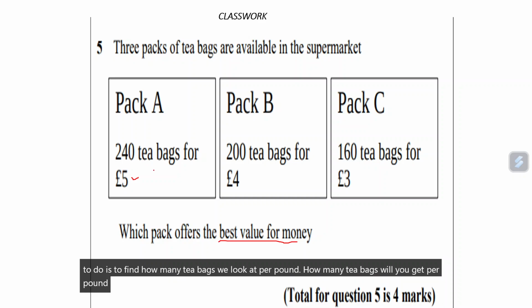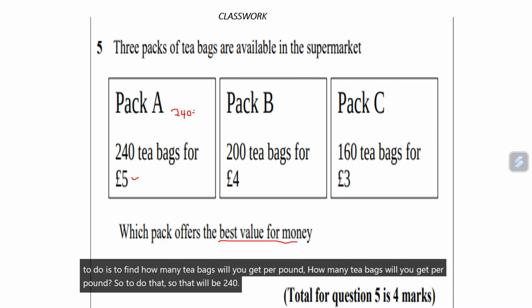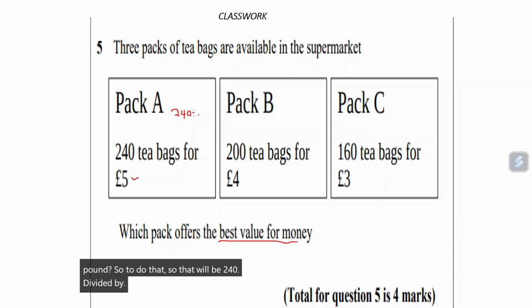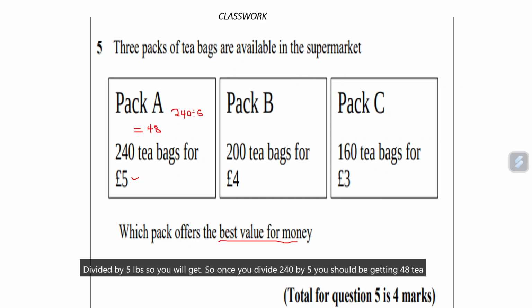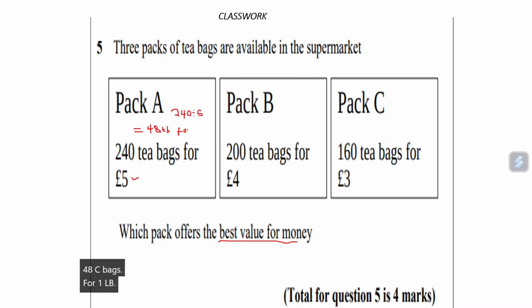So to do that, that would be 240 divided by 5 pounds. So once you divide 240 by 5, you should be getting 48 tea bags for 1 pound.